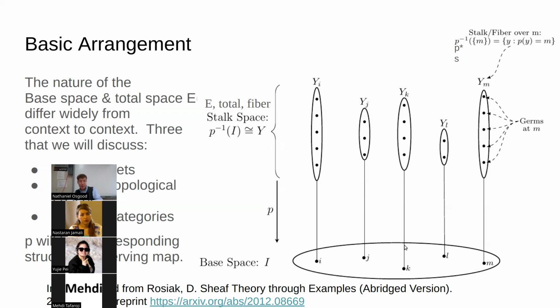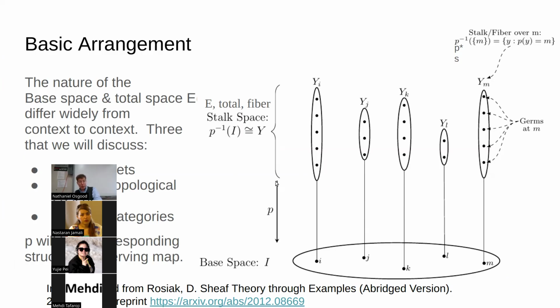We have a base space, and then we have arranged over the base space, arranged over each point in the base space, as it were, a fiber containing some other space. This upper space, Daniel Rosiak in the book calls it stalk space. I've also heard it called the total space. Sometimes the base space is denoted B and the upper space is denoted E.